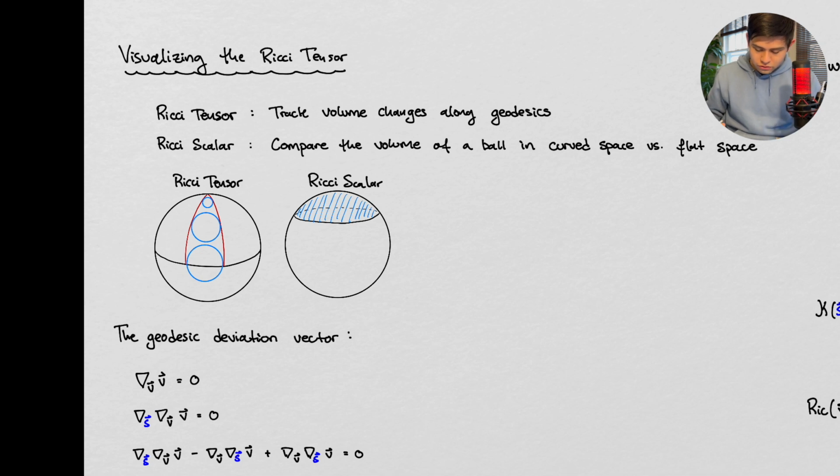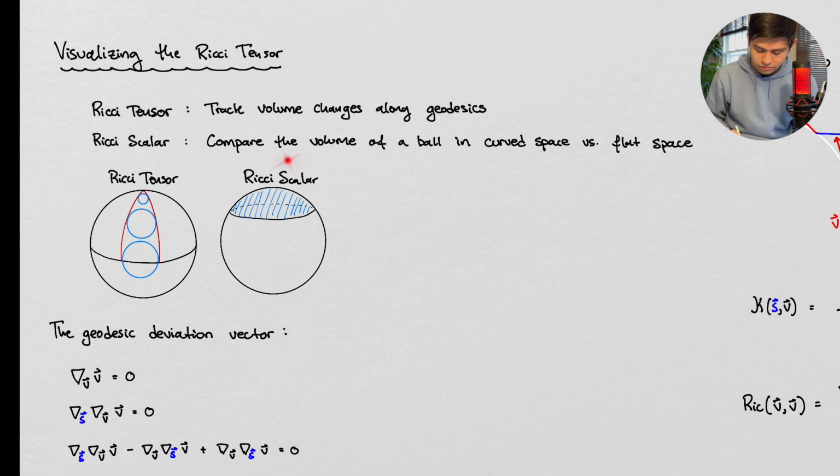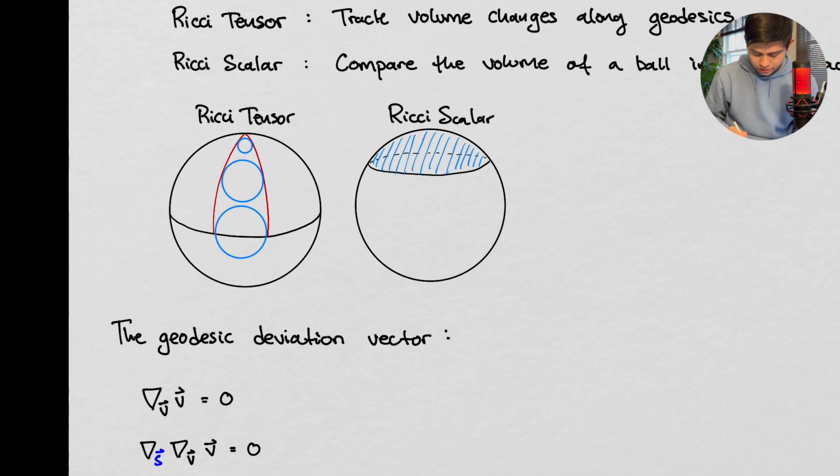So today we're visualizing the Ricci tensor. The Ricci tensor is going to be something that tracks volume changes along a geodesic, or along geodesics. And then the Ricci scalar, which we're going to see later, is going to be something that's able to help us compare the volume of a ball in curved space versus flat space. So the Ricci tensor is going to say, well, as we travel along some geodesic, the volume here is actually going to change.